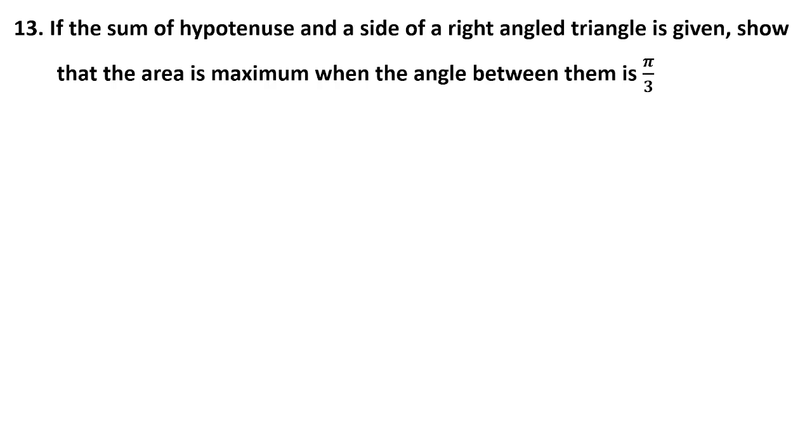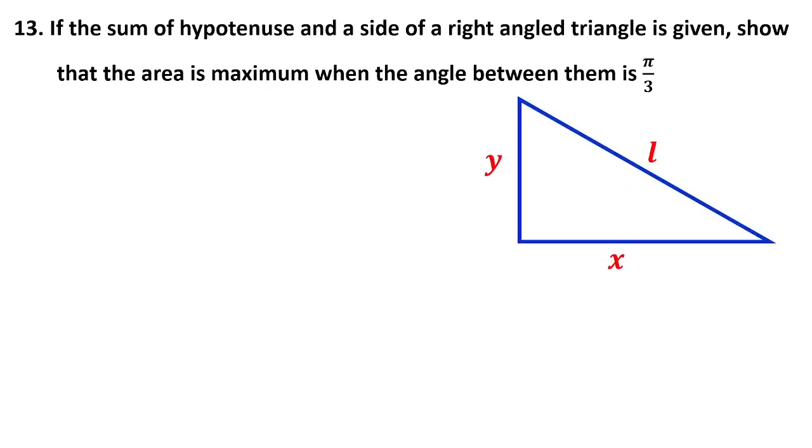Okay. Question number 13. It is a very long answer question. Sum of the hypotenuse and side of a right angle triangle is given. Show that area is maximum when the angle between them is pi by 3. What is the meaning of given? It is a constant.